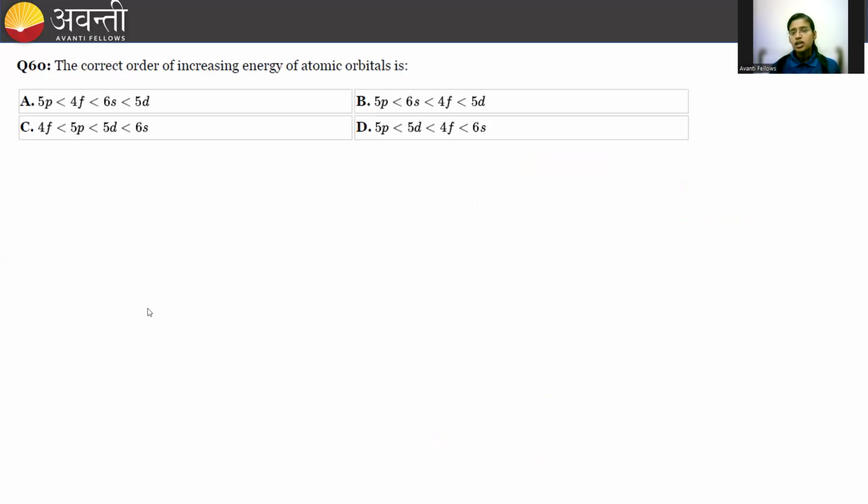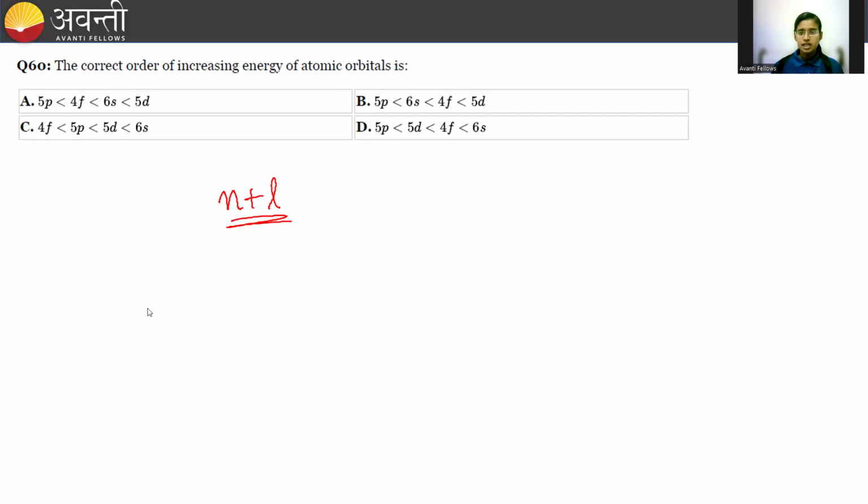The correct order of increasing energy of orbitals is. So we have 4 orbitals arranged in different sets, right? We have to find out the correct order of increasing energy of orbitals. For this, we need to find out the n plus l value for all the 4 orbitals given in the 4 options. So let me go one by one.